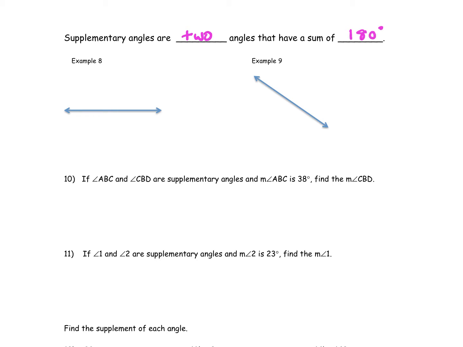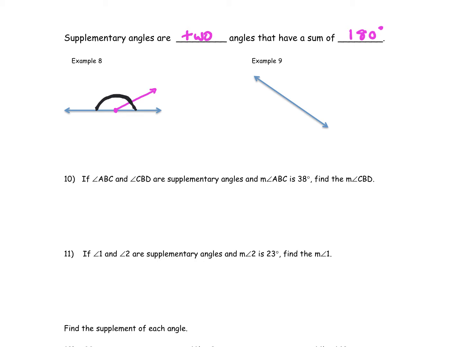If we look at example 8, it just looks like a line, but we're going to draw a vertex point on this line, and from that I can draw a ray. If you recall, a straight angle measures 180 degrees. If I measured from this side of the angle to this side of the angle, it's almost like drawing a little protractor, it would be 180 degrees.